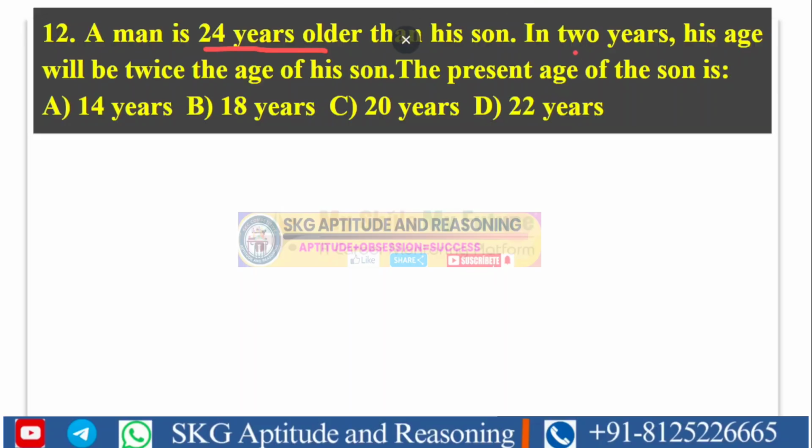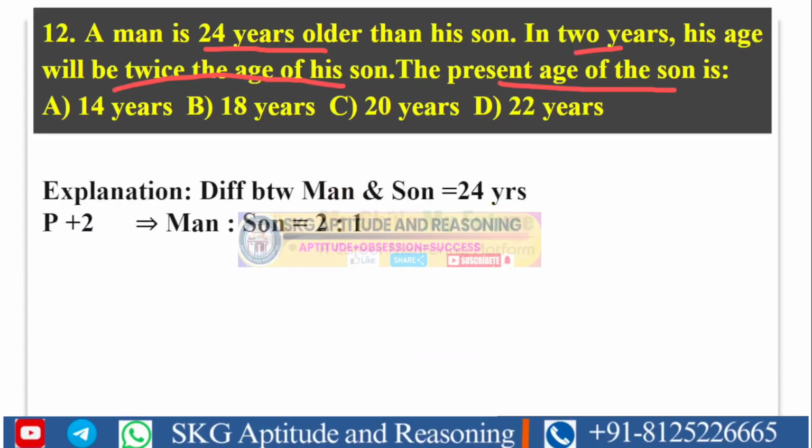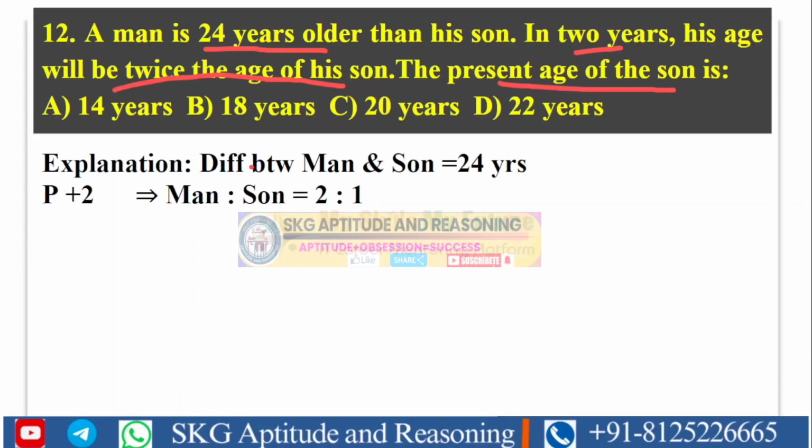In 2 years, his age will be twice that of his son. In 2 years, which means in present plus 2, his age will be 2 parts. If father's age is 2 parts, then son's age will be 1 part. Then what is the present age of the son? So we need to find the present age of the son. Let us try to analyze here. The first statement, man is 24 years older than son, can be written as the difference between man and son is 24 years. So here, present plus 2, man and son ages are given as 2:1.